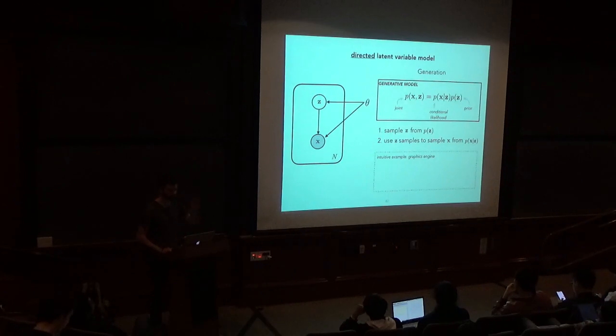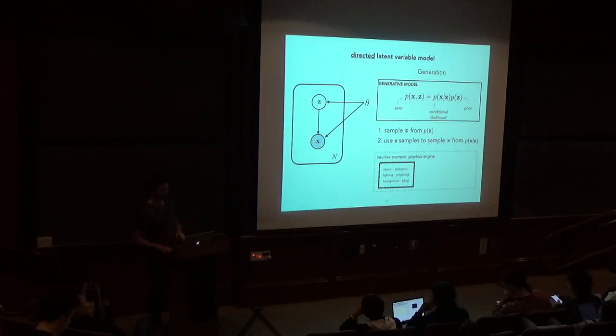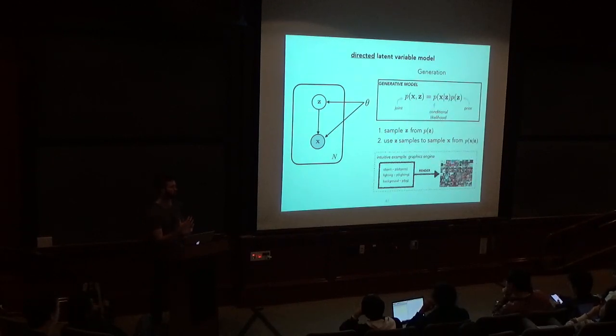An intuitive way of thinking about this is that you might have some graphics engine where the latent variables would be what objects are being represented, what is the lighting, what is the background, and then you have this renderer which is generating all sorts of natural images that you might imagine seeing.